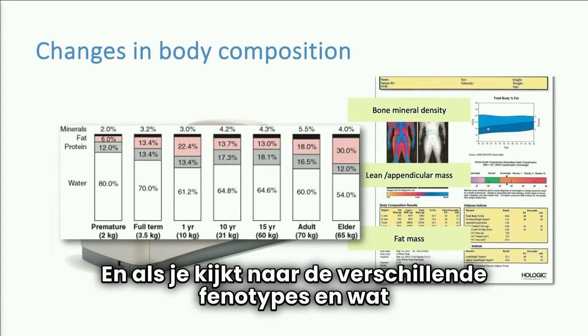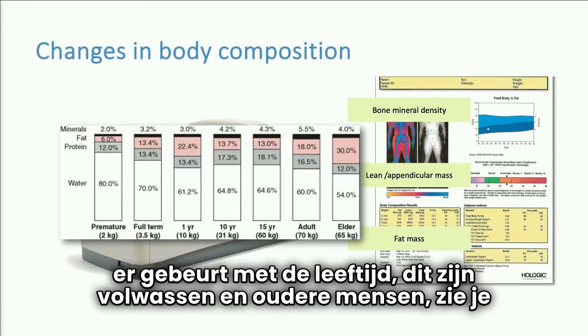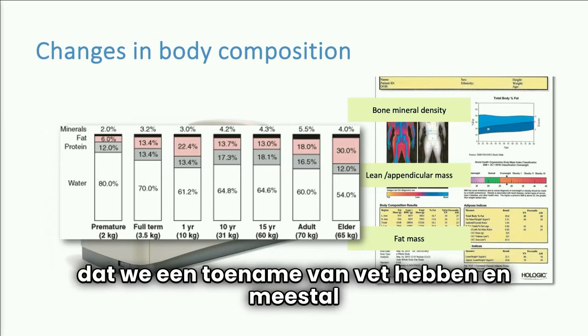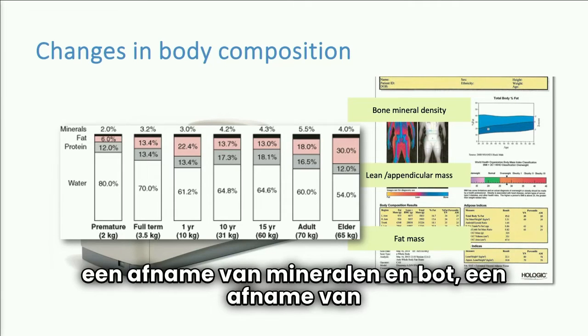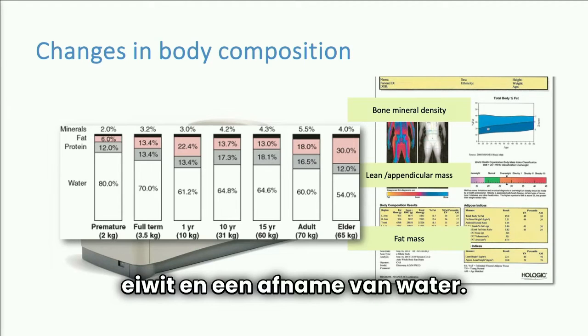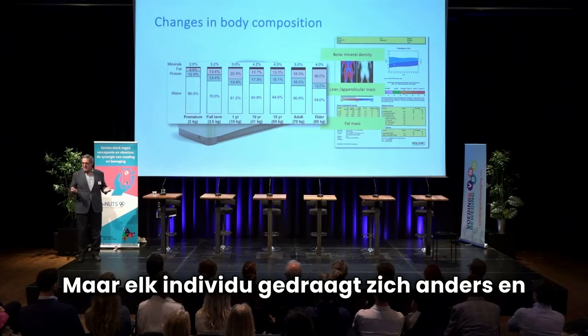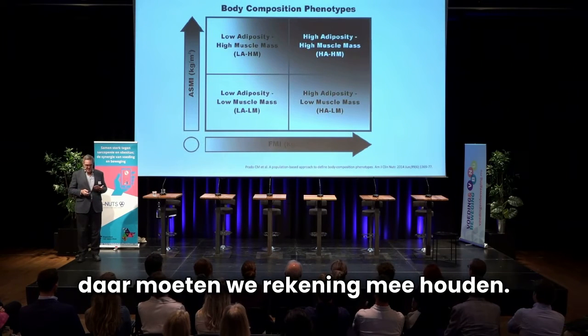And if you look at the different phenotypes and what happens with age, this is adult and older people, you see that we have an increase of fat and usually a decrease of mineral, and that's bone, a decrease of proteins, and a decrease of water. That's in general, but each individual will behave differently, and we have to take that into account.